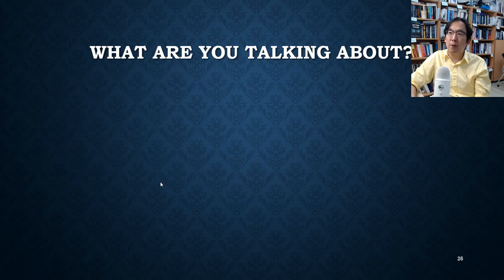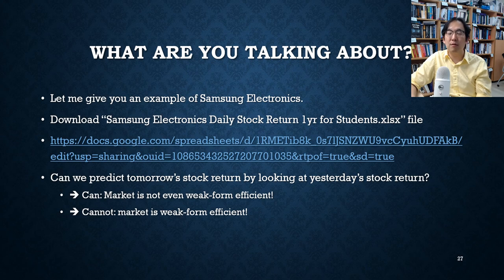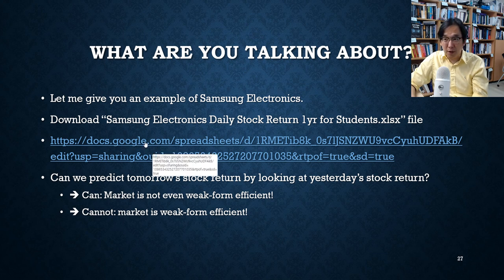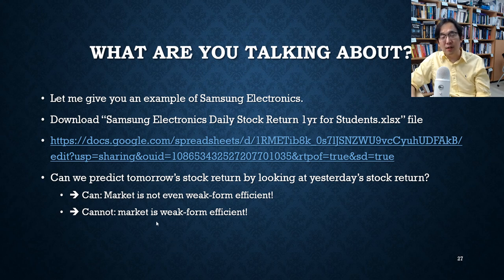Now, what are you talking about, Andy? Regression? That's kind of complicated, you may say. Let me give you an example of Samsung Electronics. You can download the Samsung Electronics daily return, 1 year, students.xlx file over here. And then the question is, can we predict today's stock return by looking at yesterday's stock return? If we can, then the market is not even weak form efficient. If we cannot, then the market is weak form efficient, which means if we can reject the null hypothesis, then weak form market efficiency gets refuted. But if we cannot reject the null hypothesis, then we can claim that weak form market efficiency is confirmed.